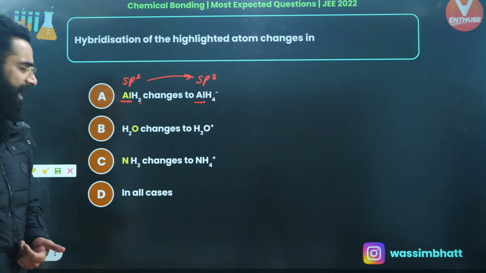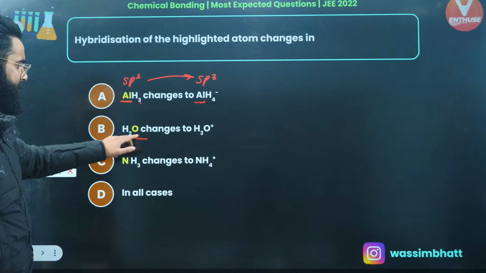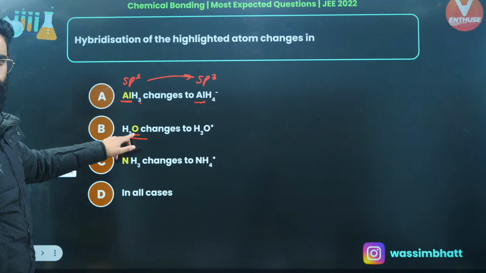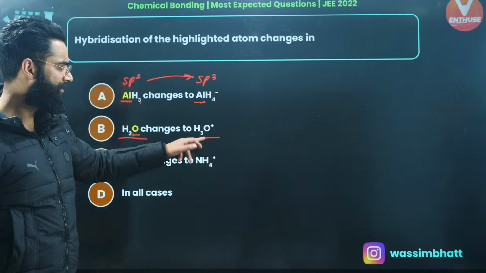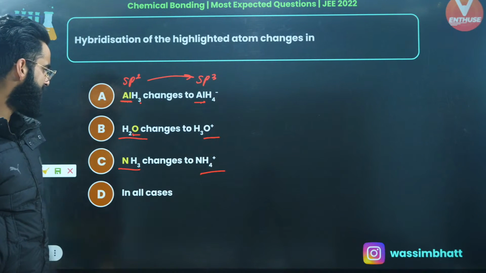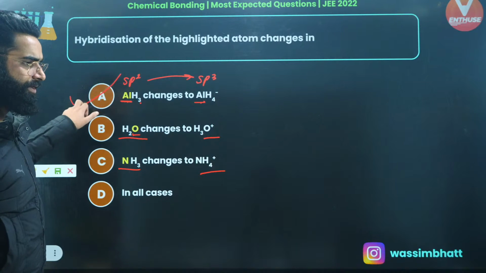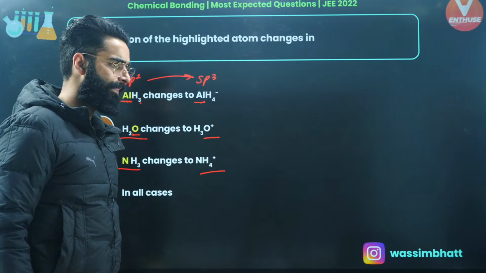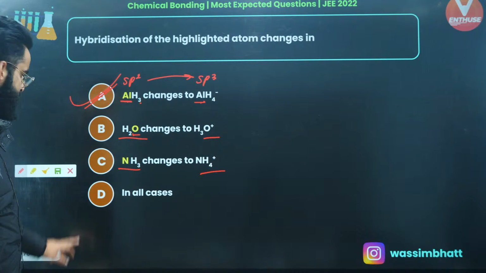In case of water, hybridization of oxygen is going to be sp3, 2 sigma, 2 lone pairs. Over here, again it's going to be sp3 only, right? NH3, sp3, NH4 positive, sp3, right? So first one is the one wherein the hybridization changes exactly. Yeah? Right, people?